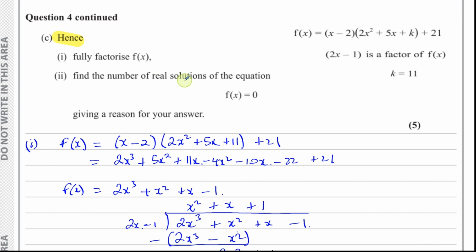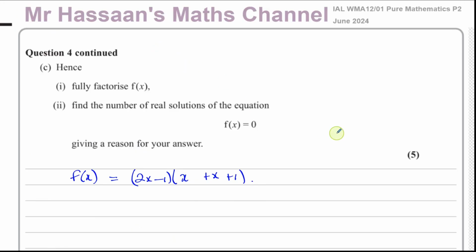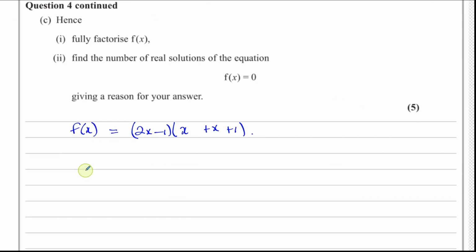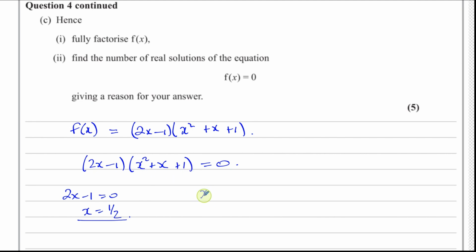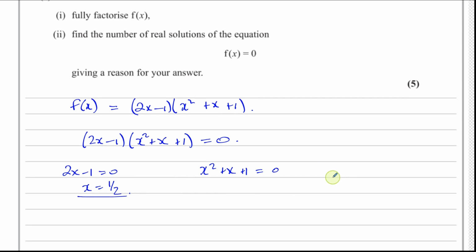And now for part 2, it says find the number of real solutions of the equation f of x equals 0. So f of x equals 0. So 2x minus 1 times x squared plus x plus 1 is equal to 0. When you try to solve this, you have a product of two factors equals 0. So either one of the factors is 0, so 2x minus 1 equals 0, in which case x equals a half. So that's one solution. And here, x squared plus x plus 1 equals 0, does it have real solutions? Let's have a look.